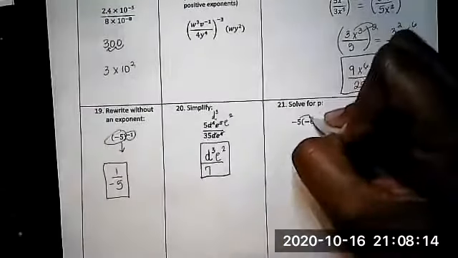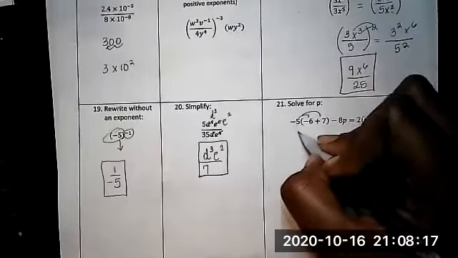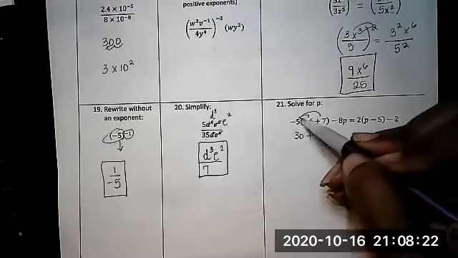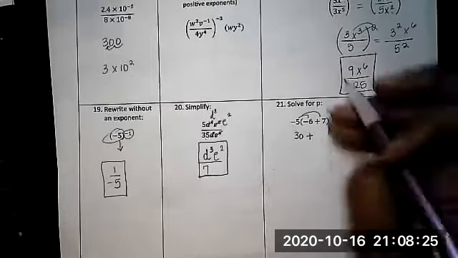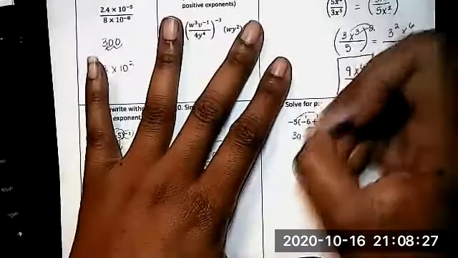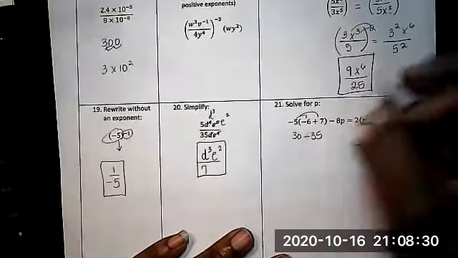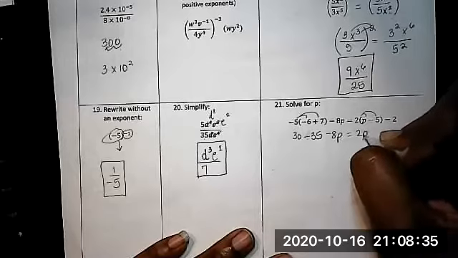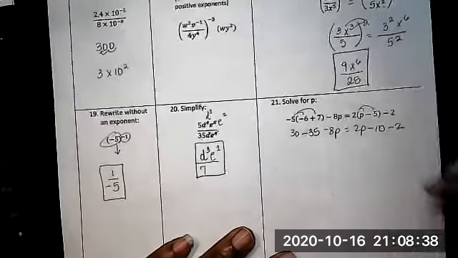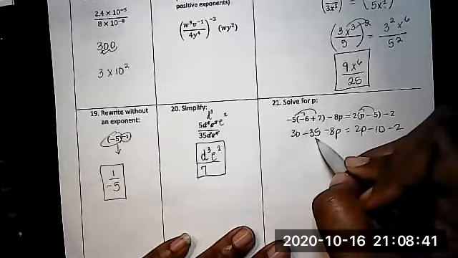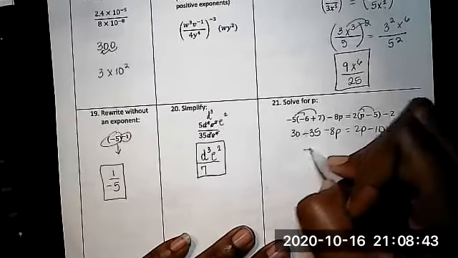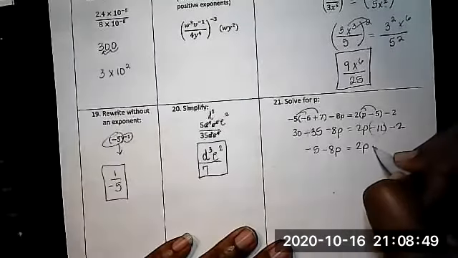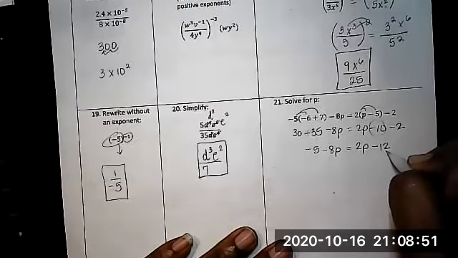All right, distribute here. Negative 5 times negative 6 is 30. Plus negative 5 times 7 is negative 35. That's why I'm going to put negative 35 minus 8p equals, I'll distribute here, 2p minus 10 minus 2. Combine like terms, 30 minus 35 is negative 5 minus 8p. I'm just bringing that down. 2p, and then I'm combining like terms here, negative 12. Negative 10 and negative 2, negative 12.